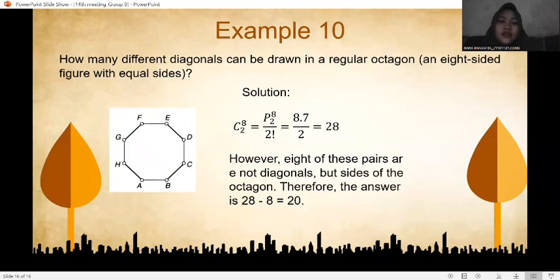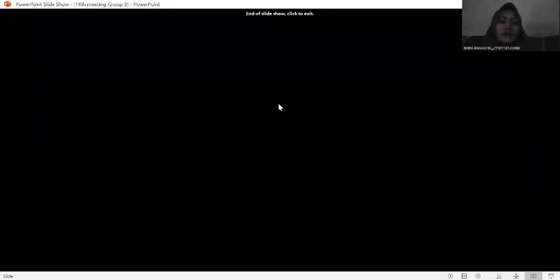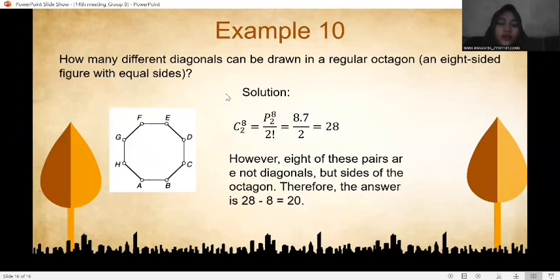The last example is example 10. The question is, how many different diagonals can be drawn in a regular octagon, an eight-sided figure with equal sides?